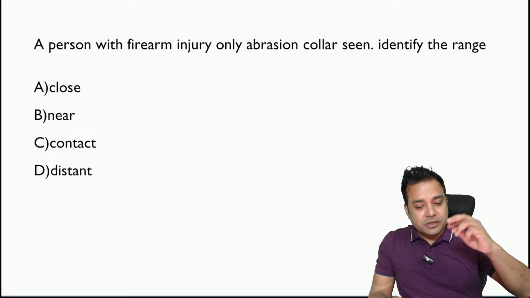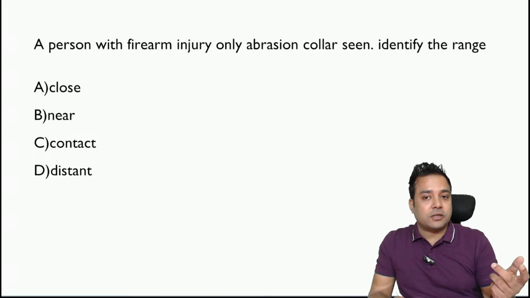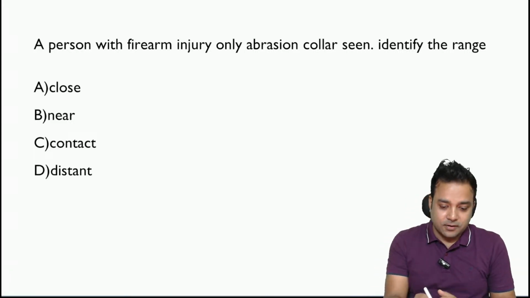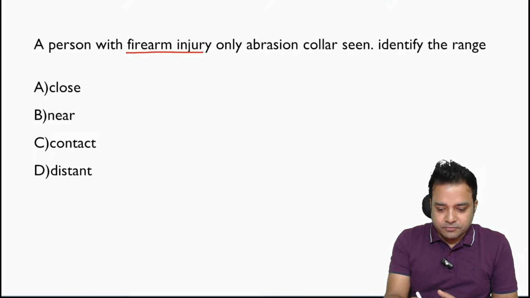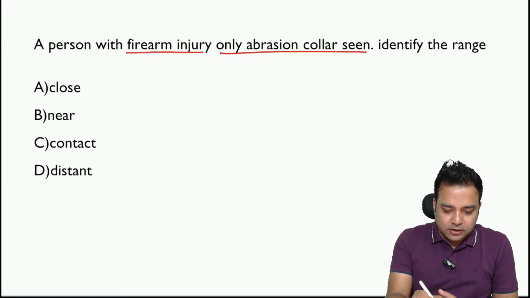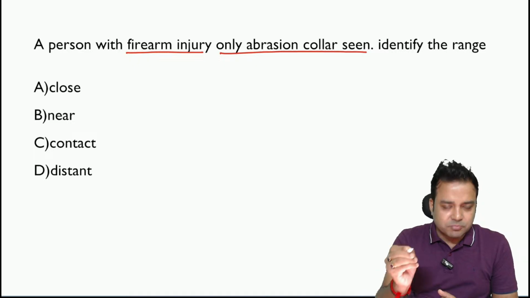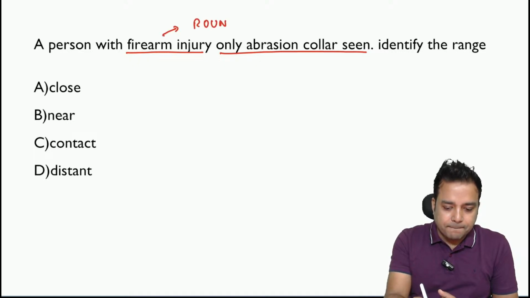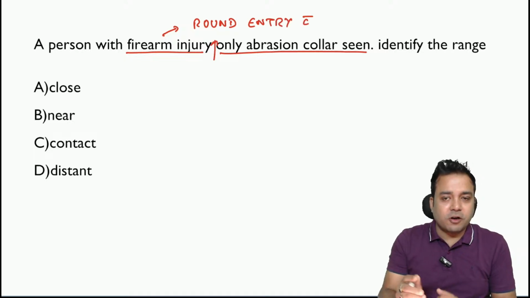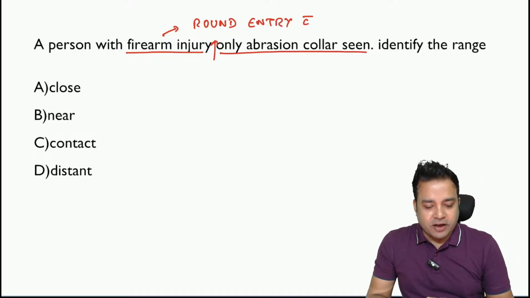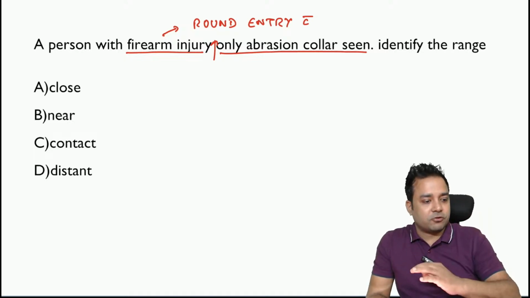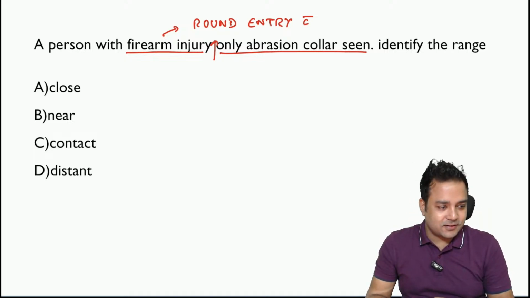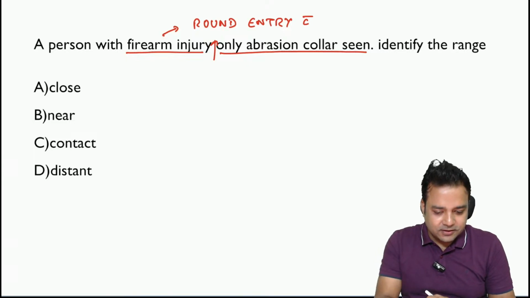A person with a firearm injury with only abrasion collar seen, identify the range. Actually something is missing in the question, I think. Let me add one thing here: a person with a firearm injury having a round entry with only abrasion collar noted. Now the question is complete. Firearm injury having round entry with only abrasion collar, what is the range? The answer goes with distant.